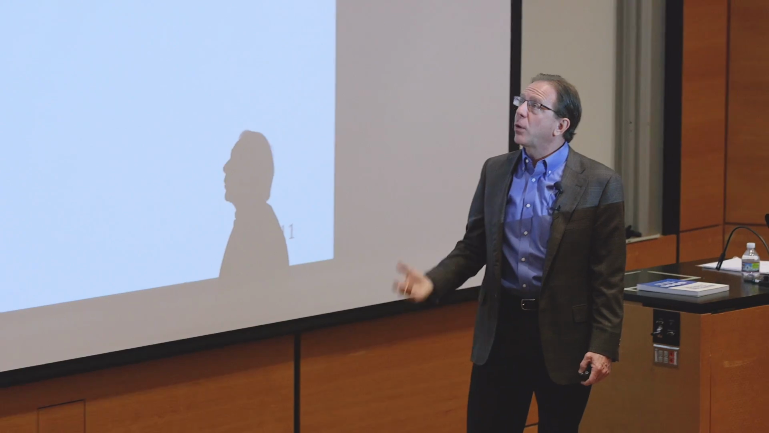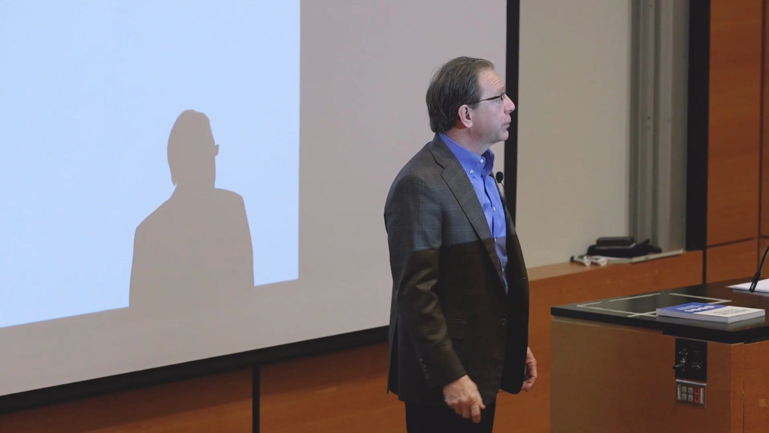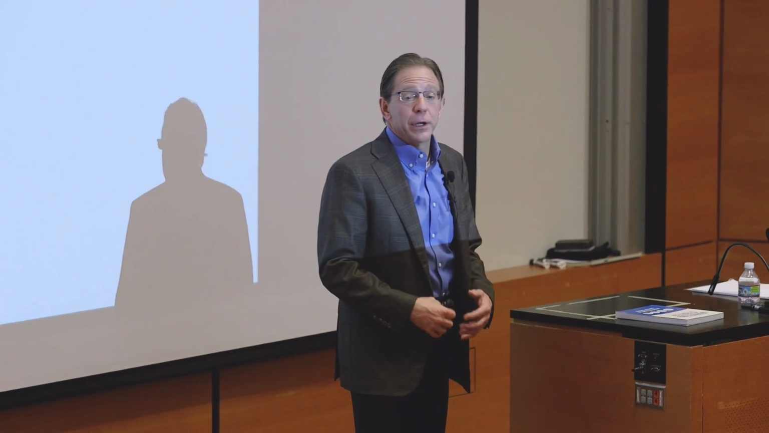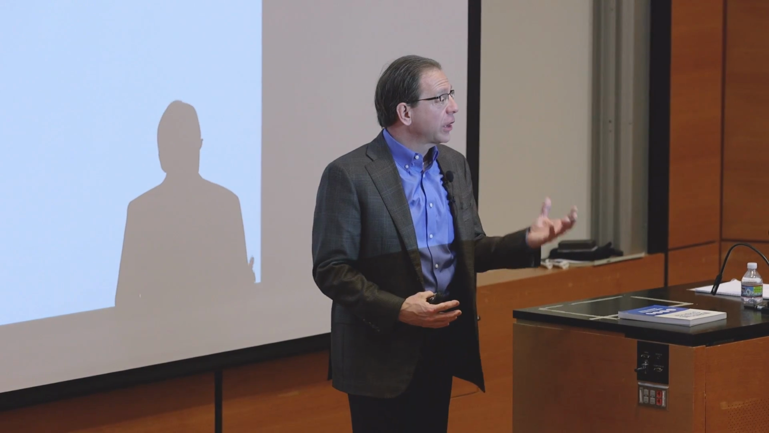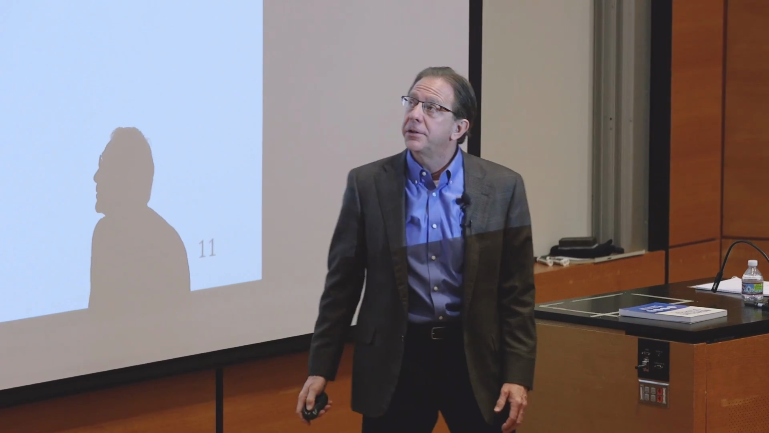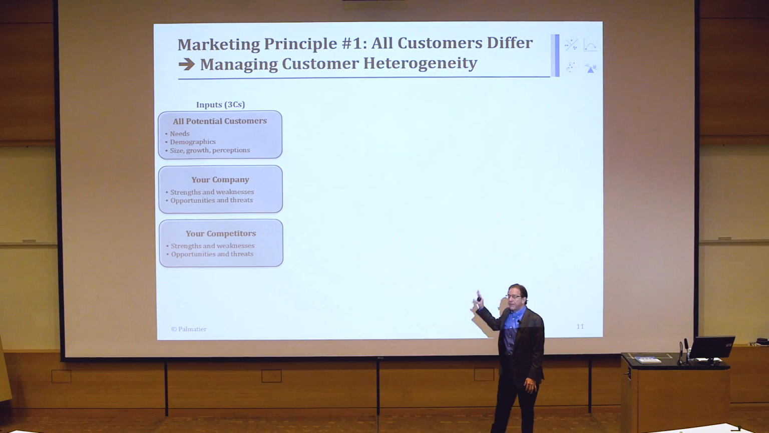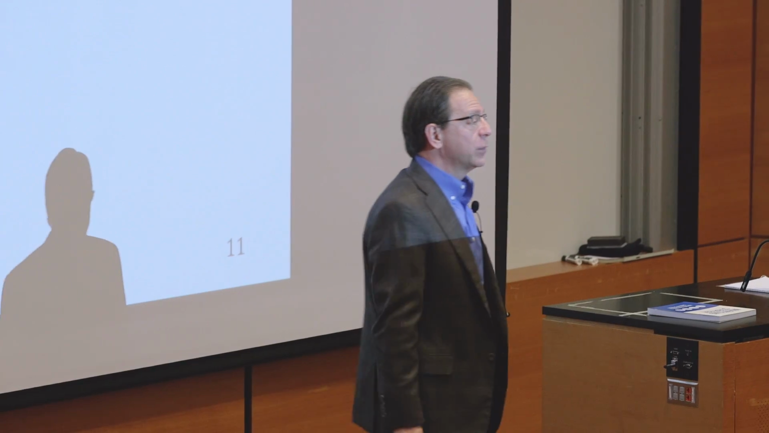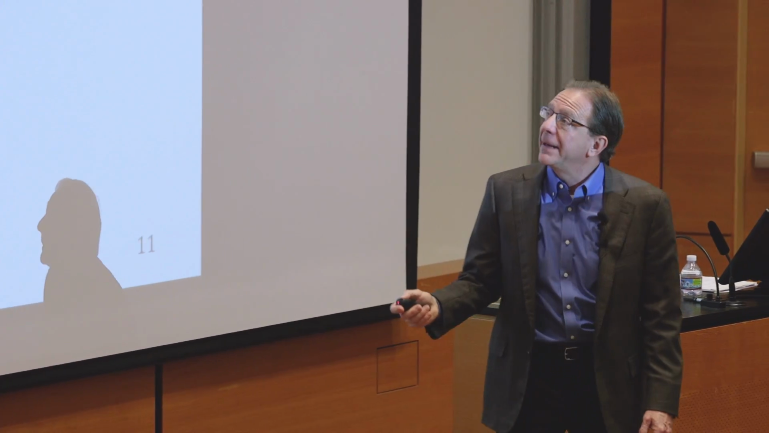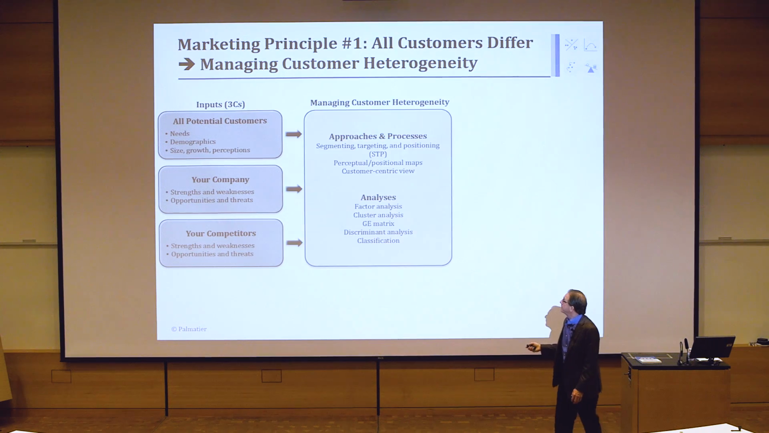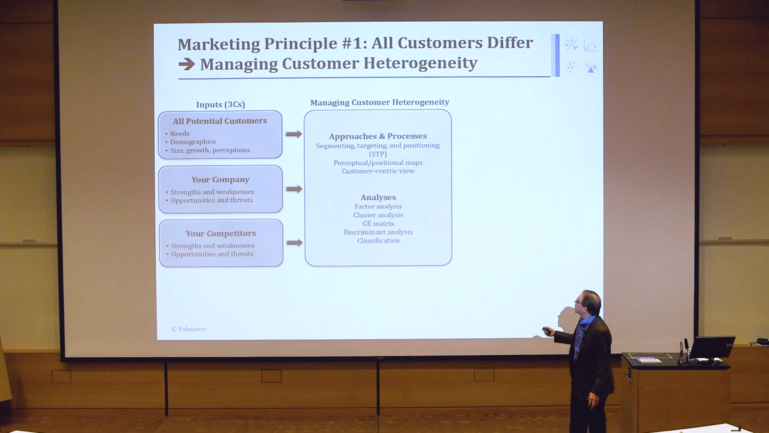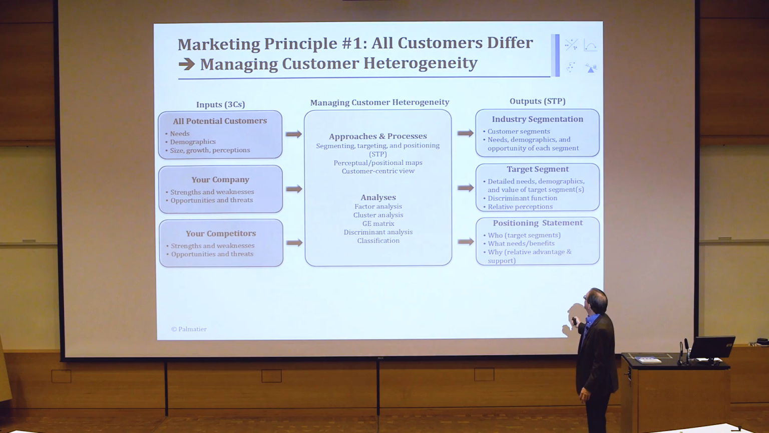So that's kind of a very quick overview of the first principle and, if you will, the first marketing principle, all customers different, and we're going to manage customer heterogeneity. For every one of the market principles, we're going to have a framework. It's a visual representation of what we do. It works by coming from inputs. This is where you manage customer heterogeneity, and this is what your output is. And I think this is a fairly intuitive or simple way to think of it.